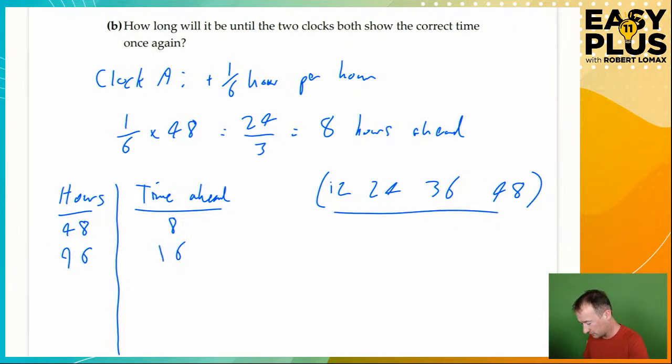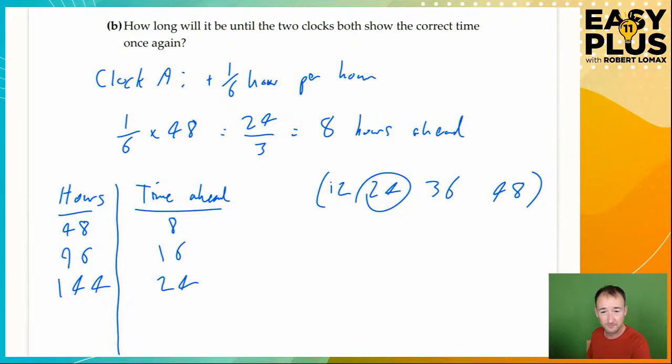That still isn't a multiple of 12. Okay, next one. After 144 hours, you could do these additions on the side, I'm just speeding through to save your patience. The time ahead will be another 8 hours. So it'll be 24 hours ahead, and that is a multiple of 12.